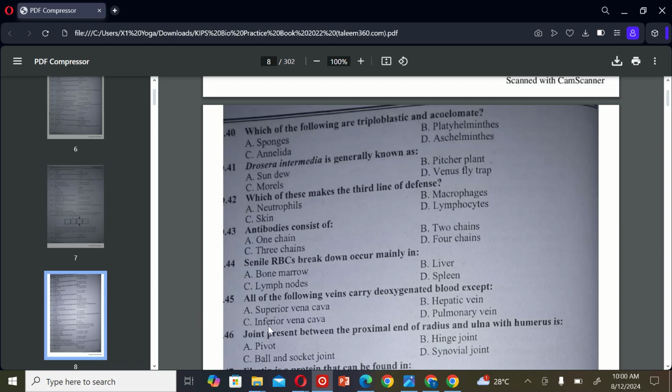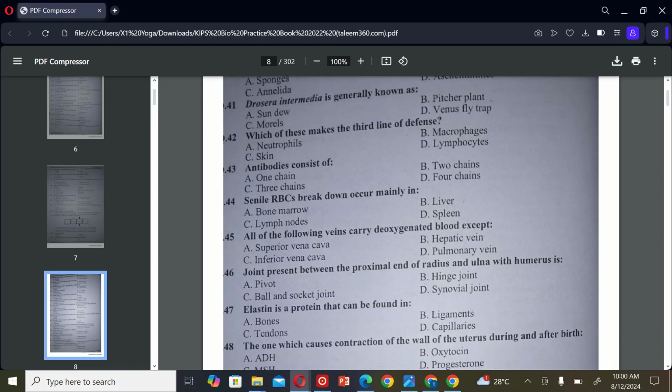The next MCQ is: all of the given veins carry deoxygenated blood except A. Superior vena cava, B. Hepatic vein, C. Inferior vena cava, and D. Pulmonary vein. So the correct option is D, pulmonary vein.